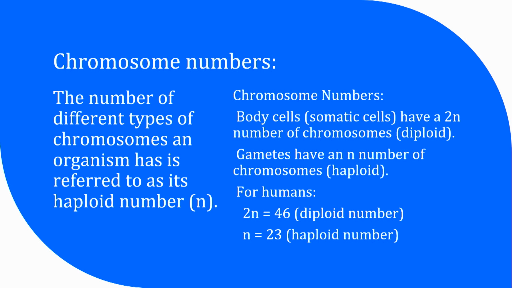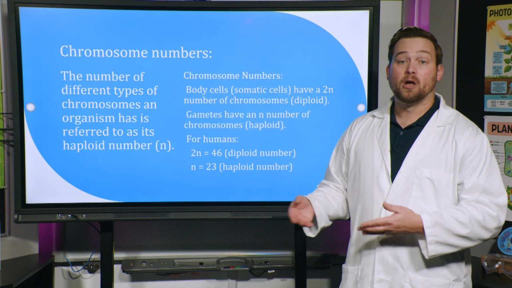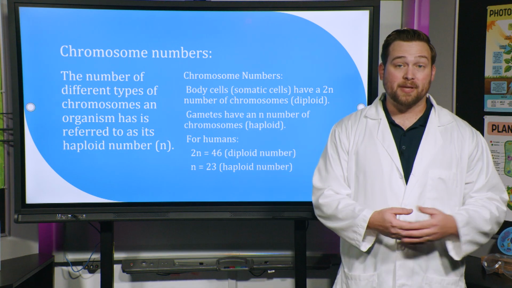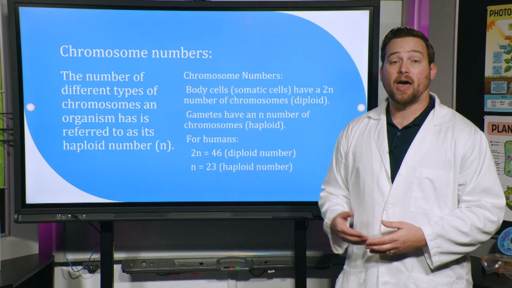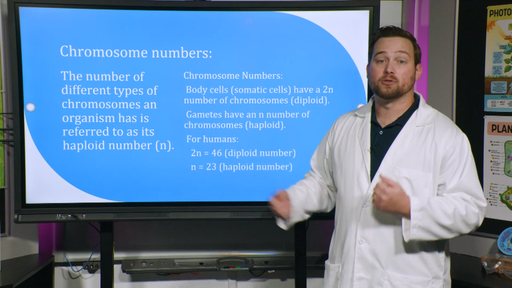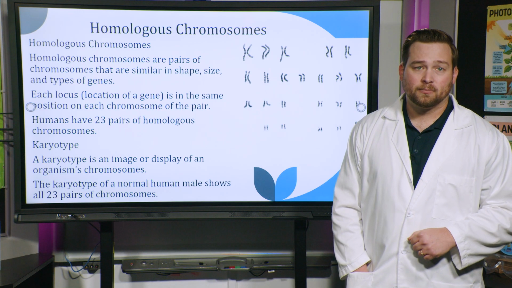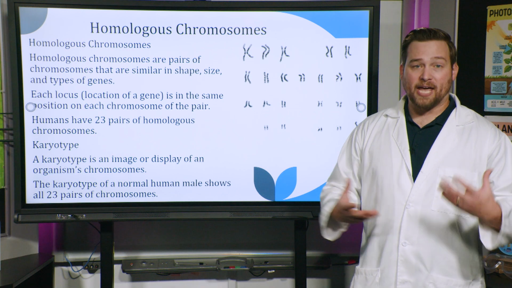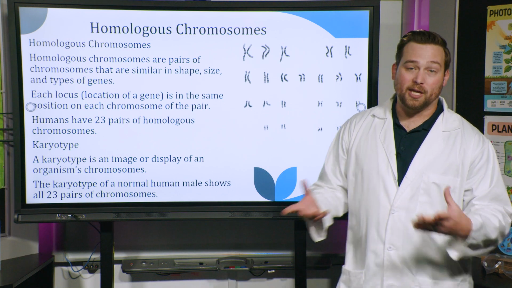So for humans, for example, the haploid number, N, equals 23, and so that would be 23 chromosomes in an egg or a sperm cell. When they come together and make a zygote, now we're at 2N, which equals 46, and that's how much you're supposed to have, 23 pairs. One coming from mom, one coming from dad for each chromosome, and so that would give you 46 chromosomes total, okay? Great job. A couple more vocabulary words I wanted to talk about before we get into meiosis.